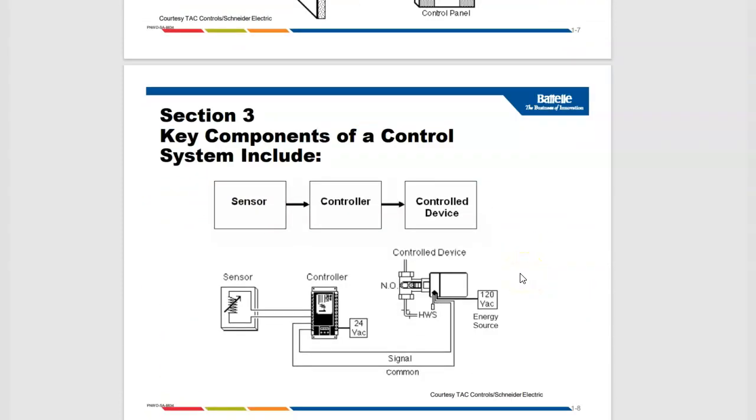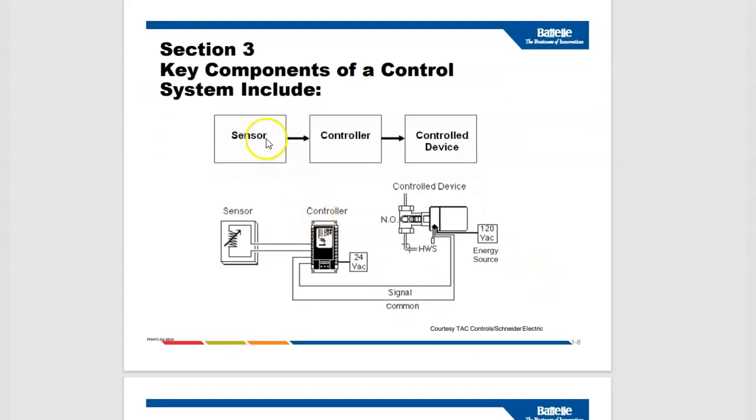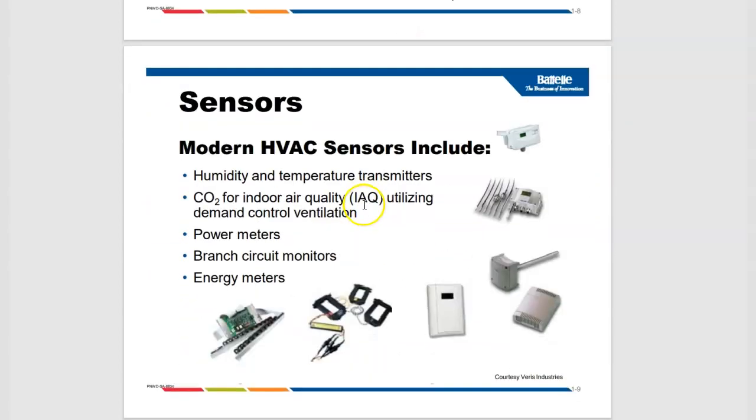So there are key components in a control system. Basically, they are sensor, controller, and control device. These are the three items that we need to understand in digital control. The first one is controller, control device, and sensors. So what are sensors? Modern HVAC sensors include, for example, a humidity sensor, temperature transmitter or temperature sensor, CO2 sensor for indoor air quality, and we have a power meter, a branch circuit monitor, and an energy monitor.